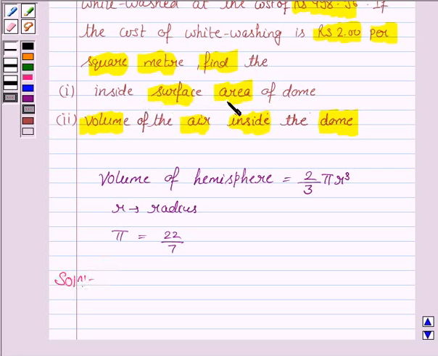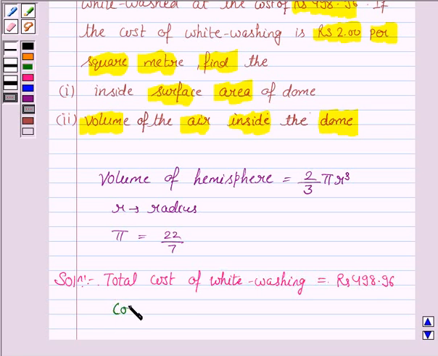In the first part, we have to find the surface area of the dome. Now, we are given that the total cost of whitewashing is ₹498.96 and the cost of whitewashing, the per square meter area, is ₹2.